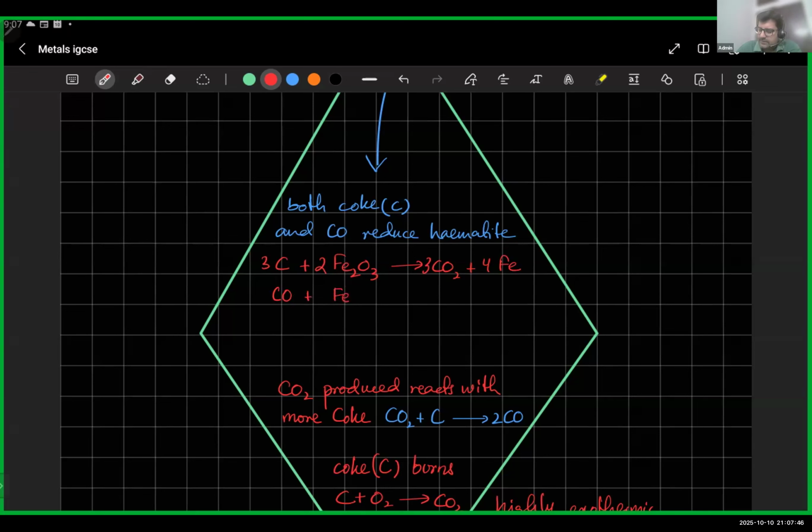Carbon monoxide does exactly the same. It also needs oxygen, so it goes to Fe2O3 and the rock, which is in molten state, steals all the oxygens and forms carbon dioxide. So if you balance this one, it's got 3 oxygens and 2 Fe's. Yeah, now it's balanced. Okay. So that's your redox reaction happening.